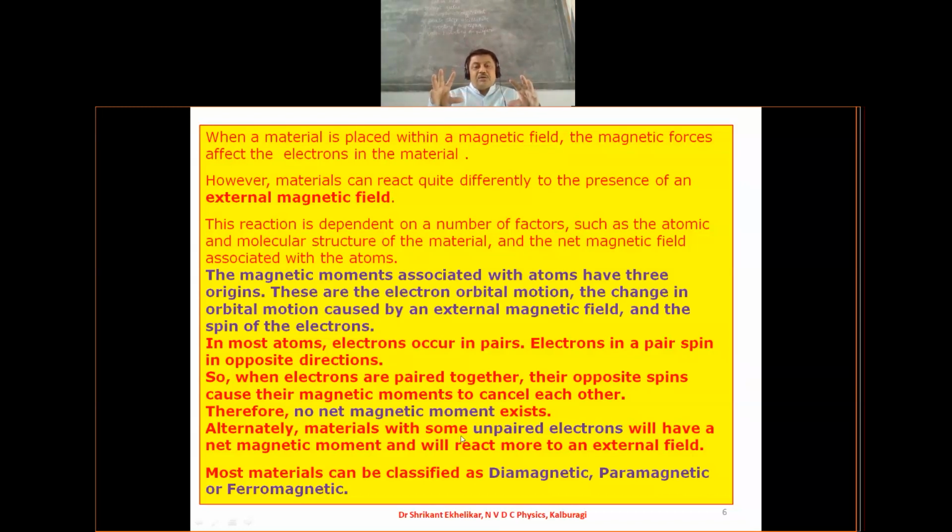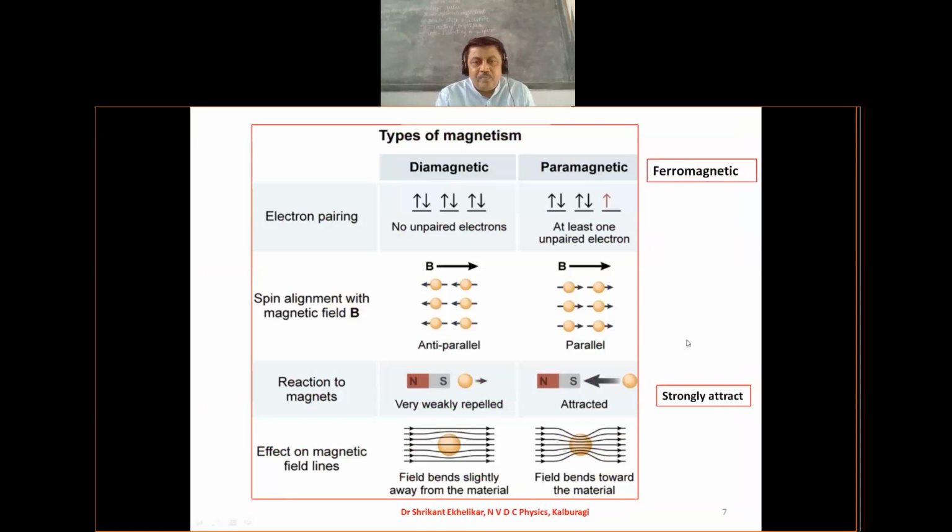Based on whether the atom has all its electrons paired or some electrons unpaired, the materials can be classified as diamagnetic, paramagnetic, ferromagnetic, or ferrimagnetic materials. So this is how we are going to see their classification. This is what I was talking about, the types.